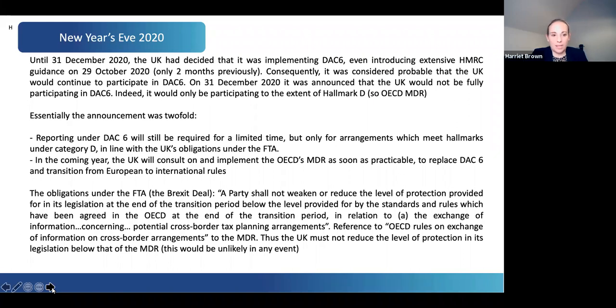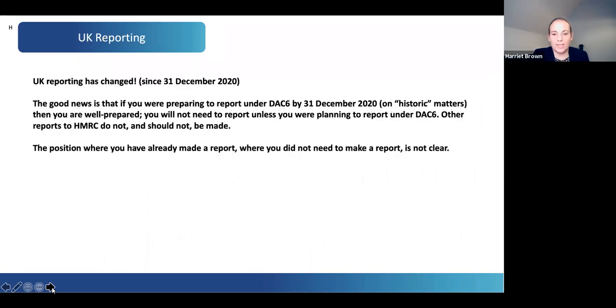So that was the events of New Year's Eve, and the outcome of that is that the UK is no longer in DAC6. Well, it's sort of half in, with one foot in and one foot out of DAC6, but you're only reporting on Hallmark D at the moment. And I think Grahame, oh no, I'm going to tell you about UK reporting first, and then Grahame's going to tell us about the interesting and difficult position that Gibraltar finds itself in.